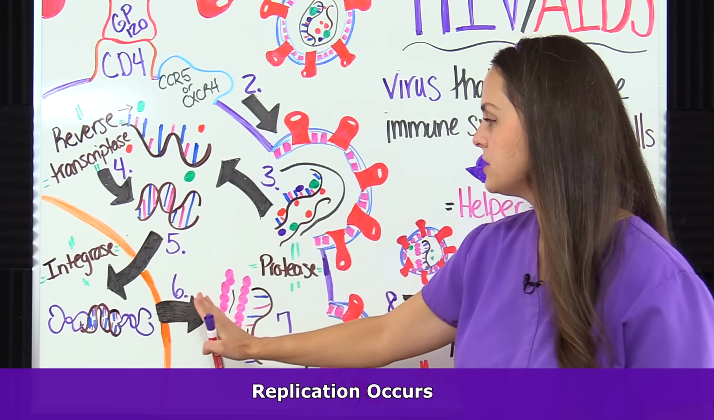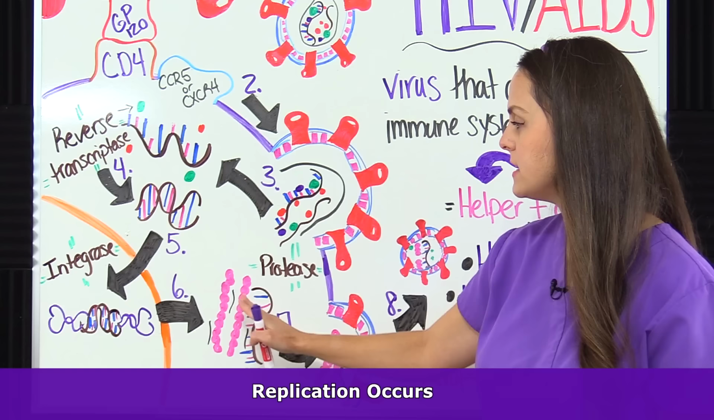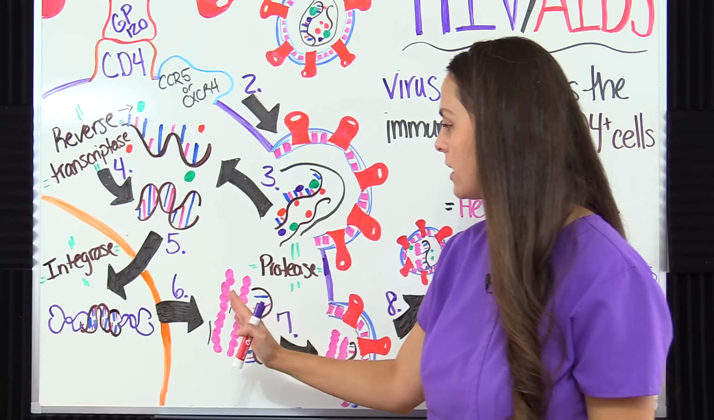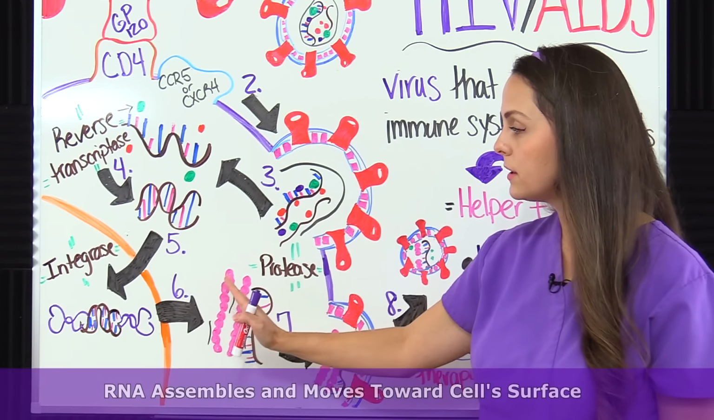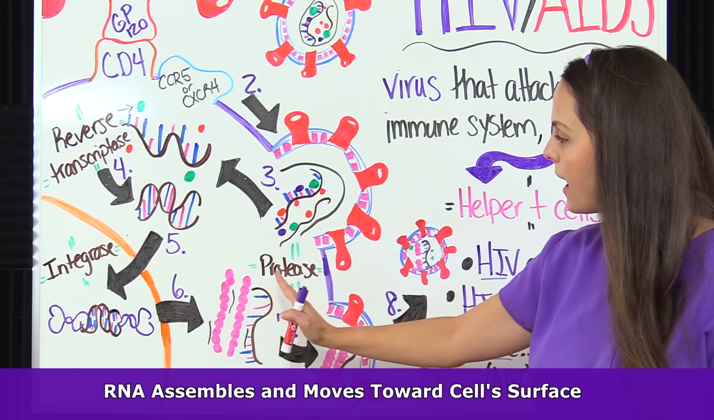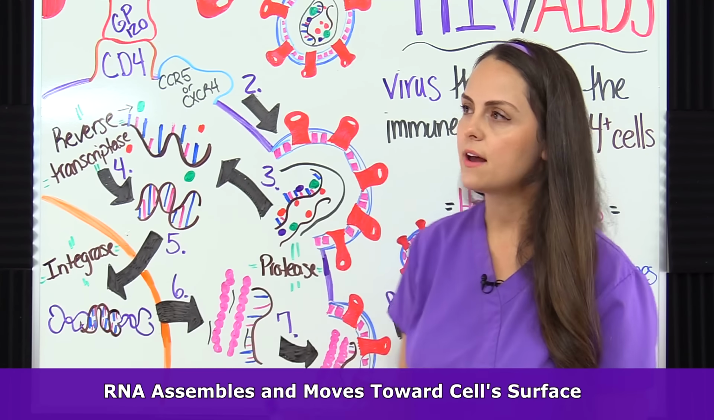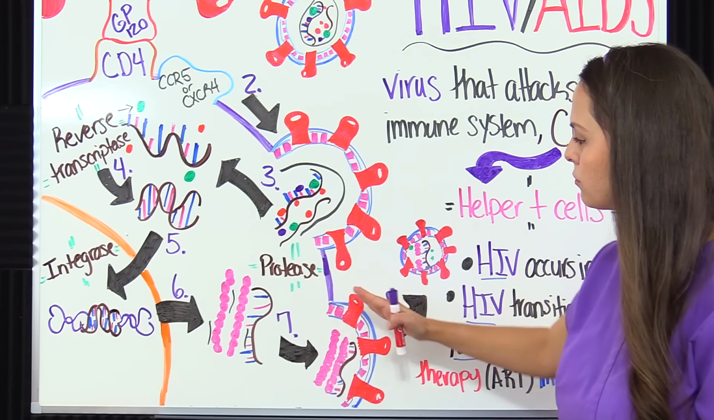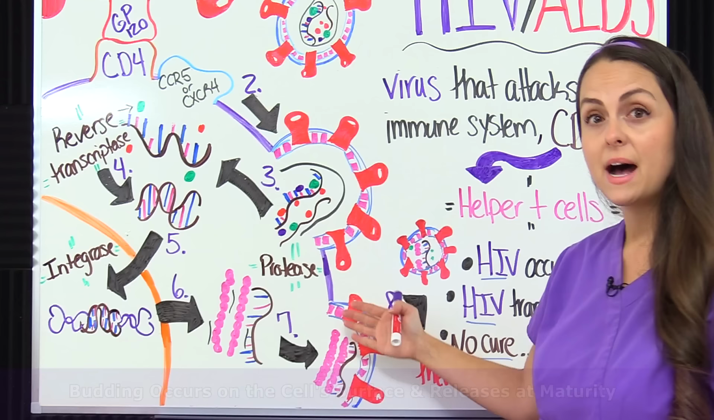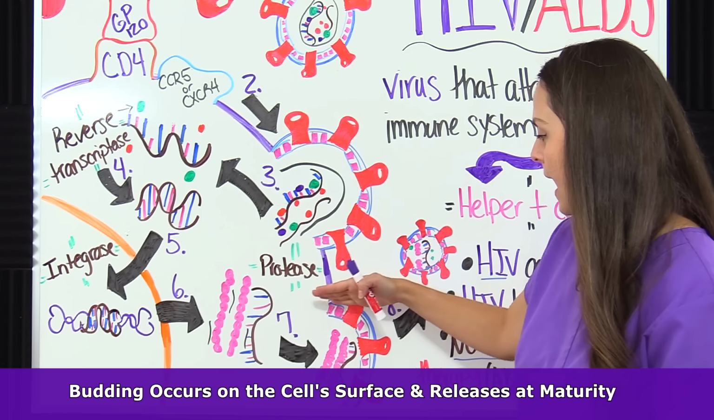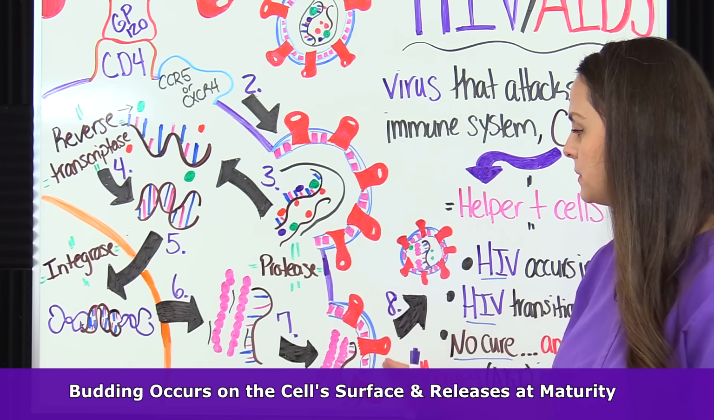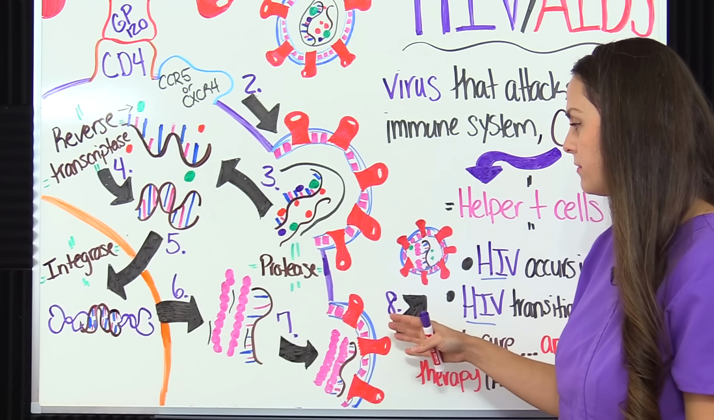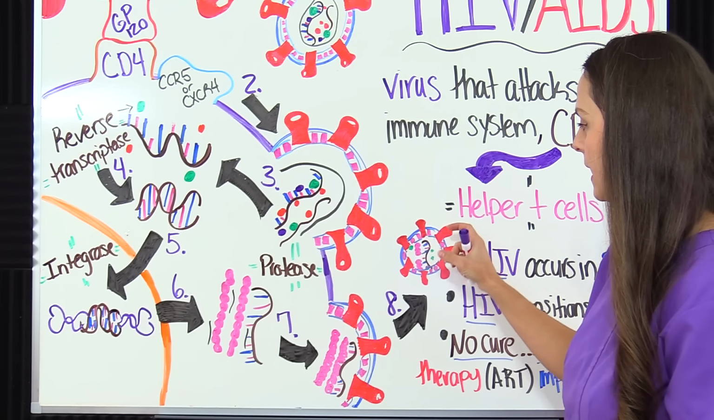So we have replication, we have the creation of these long protein chains, RNA. They start to become assembled, our next step, and move up because it needs to get out of this cell. So it moves up towards the cell's surface, it starts to grow outward, and it's budding. That's our next step. And once budding is complete, it pops off. And whenever it pops off, we have maturity.